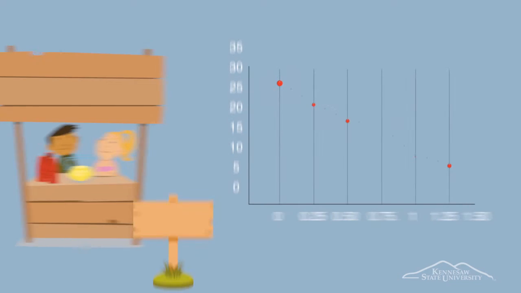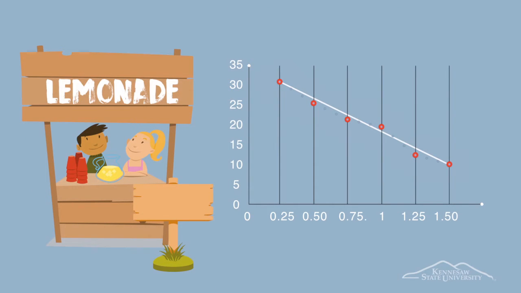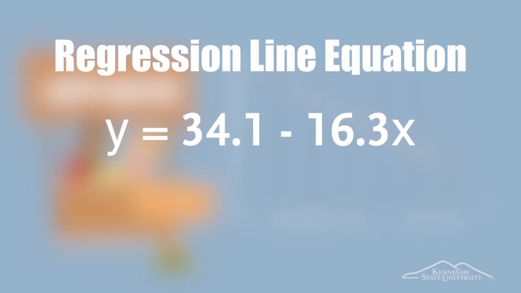Take a look at this example. Suppose you have some data on a neighborhood lemonade stand that shows you how many cups of lemonade were sold when the stand set various prices between 25 cents and $1.50 per cup. The price is the independent variable, and the demand in cups is the dependent variable. The equation of the regression line is 34.1 minus 16.3x, and the correlation between the two variables is negative 0.97.